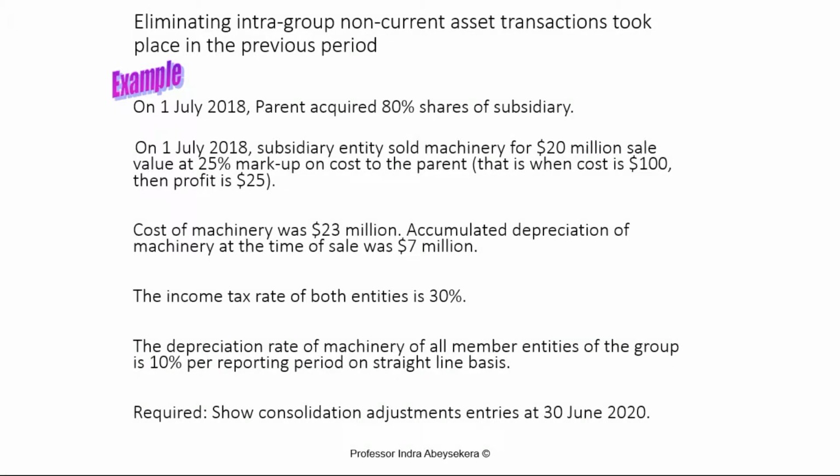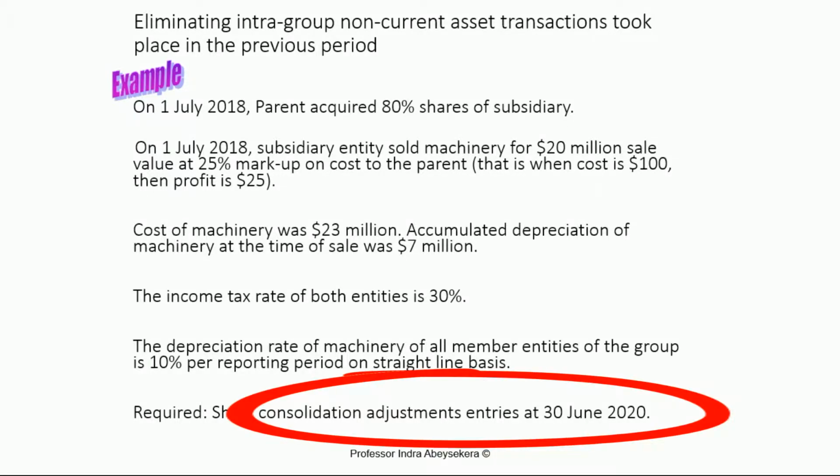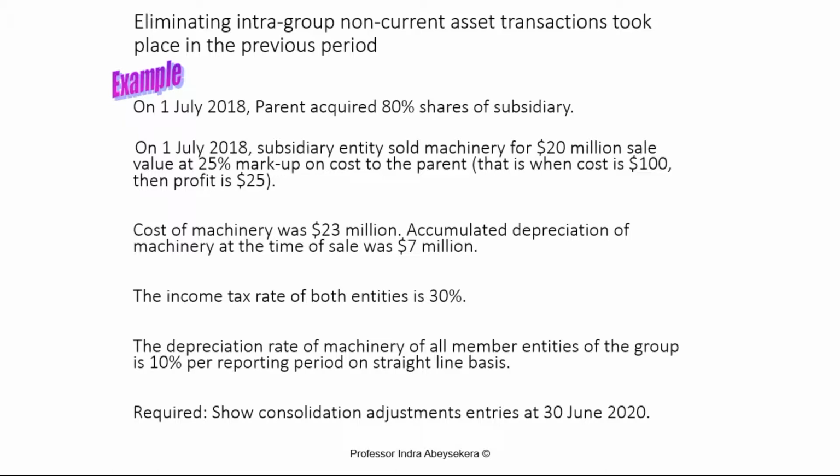We're going to look at the consolidation entries that we need to do 2 years after the transaction. So in this instance, it is 30th of June 2020. There's a previous year in which the transaction took place at the beginning of that year, and then the current year. At the end of the current year, we are required to prepare consolidated financial statements. For that, we need to prepare the consolidated journal entries.